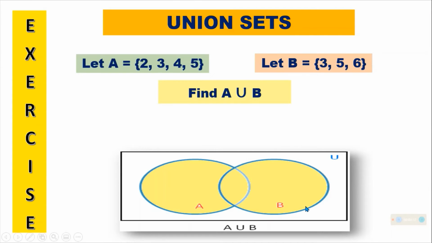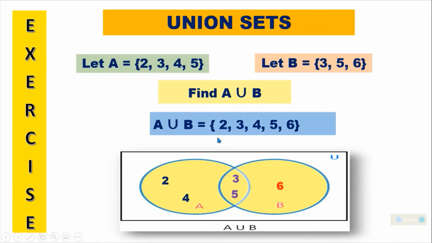So, sa set A muna tayo. Ang laman niya, ang elements niya ay 2, 3, 4, and 5. Sa set B, ang elements niya ay si 3. Since parehas sila ni A, so pupunta si 3 sa gitna. And then, si 5. And then, 6. So, yung nasa gitna, yan yung parehas sila ng elements. So, since lahat sila ay may color or shaded, lahat sila yan ang sagot. So, the answer is 2, 3, 4, 5, 6. So, A union B is equal to {2, 3, 4, 5, 6}.